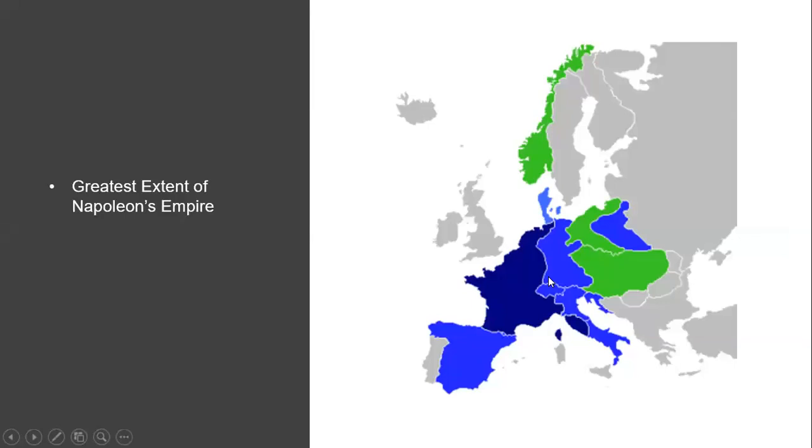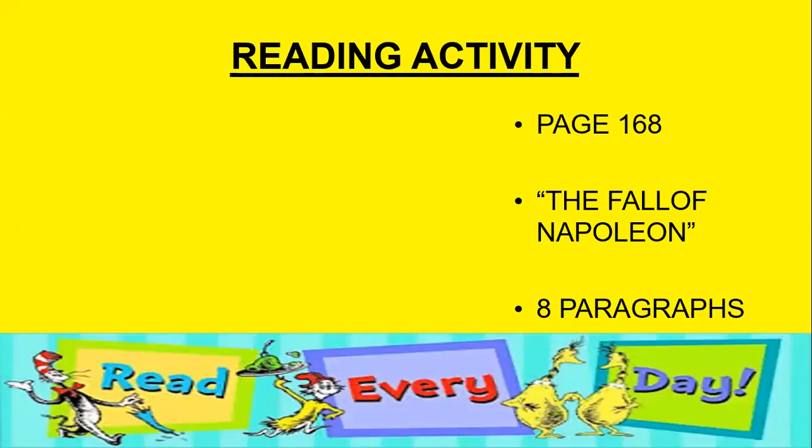As you can see here in this map, he really overextended himself. Imagine all the supplies having to come from France all the way to the middle portion of Russia. He basically just bit off more than he can chew, and it essentially defeated him. Read The Fall of Napoleon. It's 8 paragraphs, and it's on page 168.